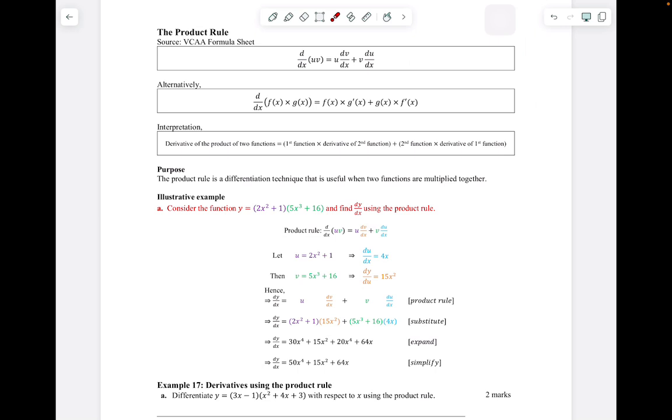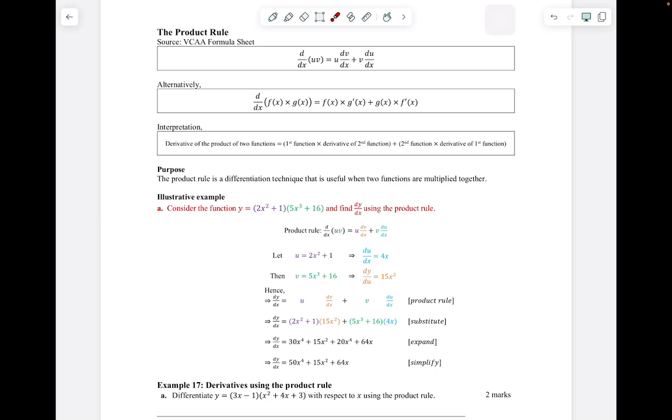Let's say, for example, an exponential multiplied with a trigonometric ratio, such as sine, cos, or tan. But for intents and purposes, we'll be using polynomials because we currently only have the product rule and the power rule at our disposal.